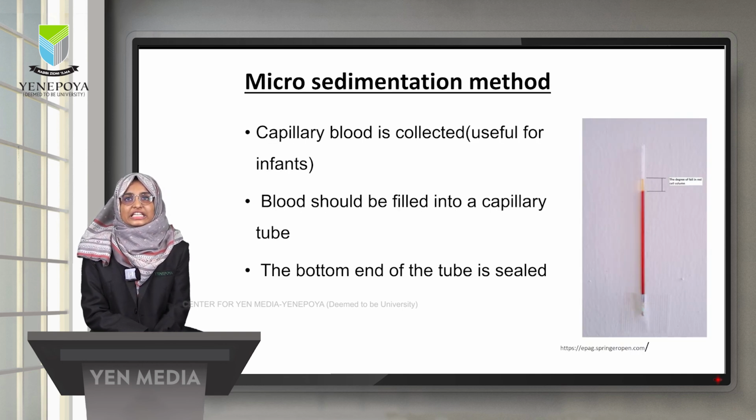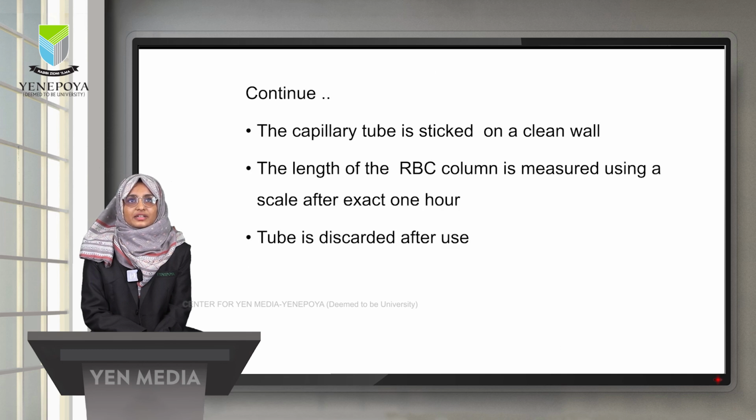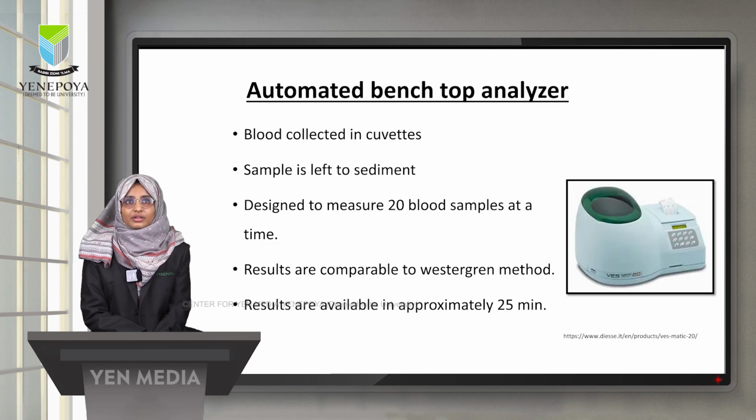Microsedimentation method. In this method, capillary blood is collected, which is useful in the case of infants. Blood should be filled into the capillary tube. The bottom end of the tube should be sealed. The capillary tube is stuck on a clean wall and the length of the RBC column is measured using a scale after exactly 1 hour, and the tube is discarded after use.